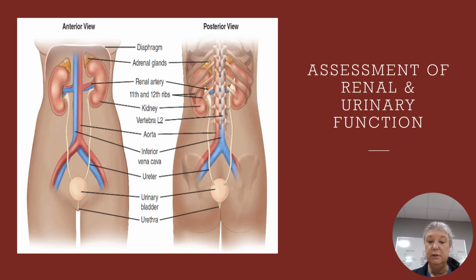And all right, so assessment, we're going to start with assessment of renal and urinary function. So a lot of this stuff may be review from funds, I'm guessing. Renal system, it's composed of two kidneys. Urinary system is composed of the two ureters, the urinary bladder, and then the urethra. So the two systems work together to help maintain homeostasis in the body.